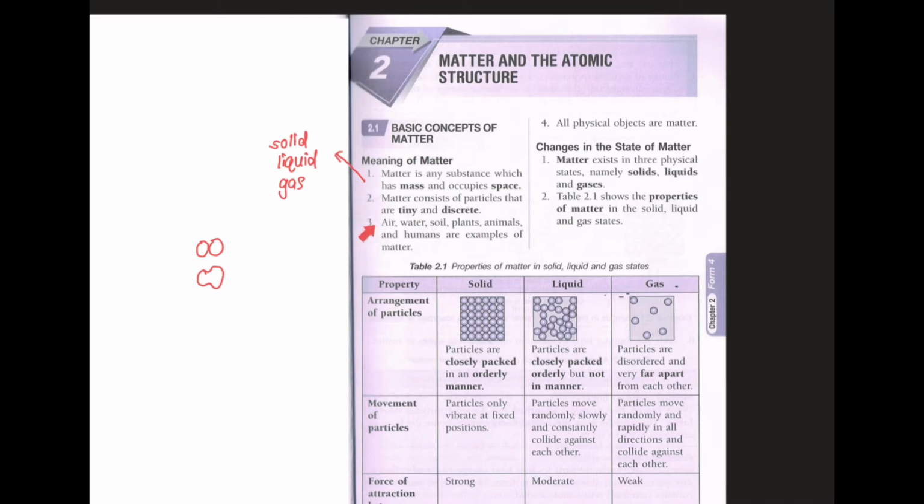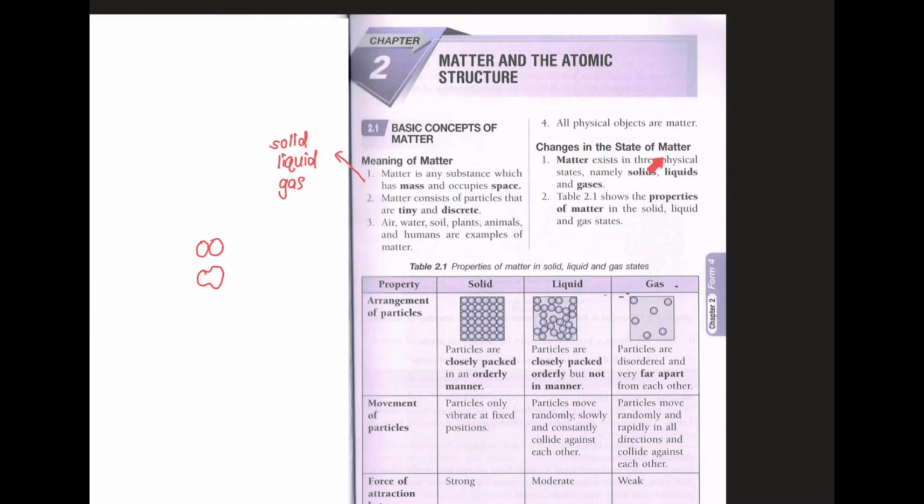So number 3, air. So you know air is gas. Water is liquid. Soil, plants, animals, and humans are examples of matter. So gas, liquid, solid, they are matter. Number 4, all physical objects are matter. So physical objects, something that you can see. Okay, solid, liquid, gas again.